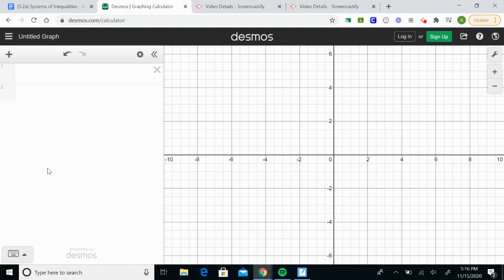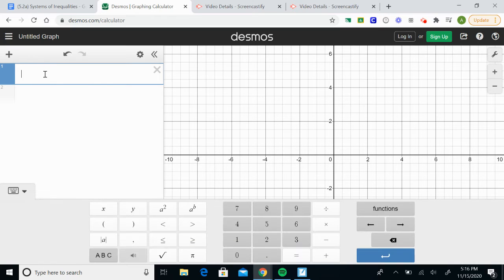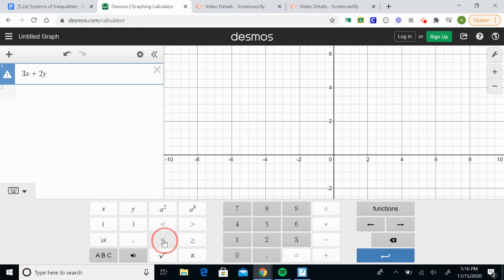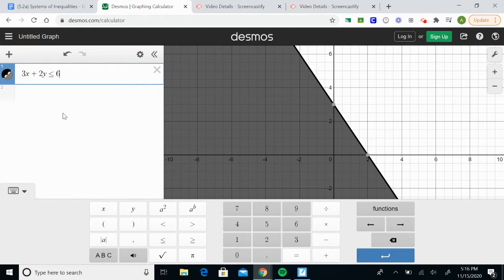Okay, so just like we graphed normal systems of equations on Desmos, we can also do our inequalities. So we're going to start by graphing our second example, which is 3x plus 2y, and then I need a less than or equal to sign. So if you pull up this little keyboard here, I can get a less than or equal to 6. So there's my first line.